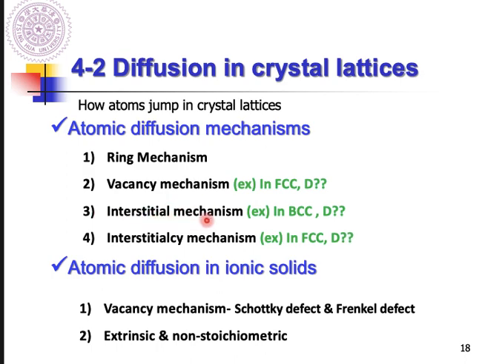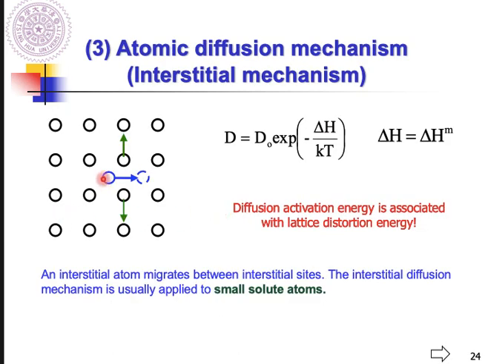So for the interstitial mechanism, the diffusing atom is the smaller solute atom, which you dope inside these materials. This solute atom moves through interstitial sites, so the energy barrier will be related to the lattice distortion. The only energy we have here is the migration energy of these smaller solute atoms.